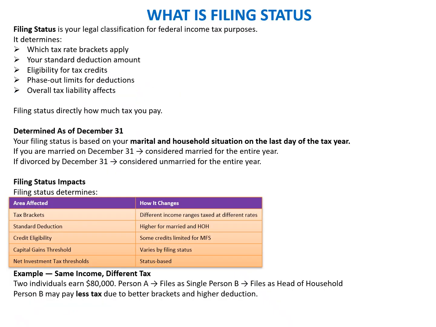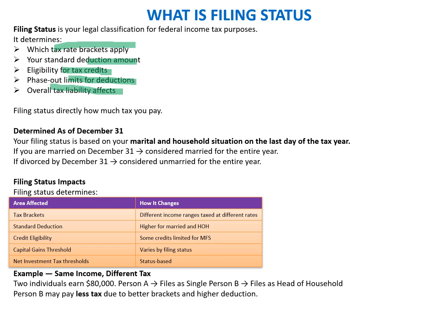Okay, so what is the filing status? Filing status is the legal classification for federal income tax purposes. It determines which tax rate bracket applies, because once it has been determined that you have a particular filing status, that status will determine the tax bracket, the rate of tax in which you will fall, the quantum of the standard deduction which would be applicable to you, what various tax credits you can apply for, the deductions, the phase out limit for the deductions, and then overall tax liability effects.